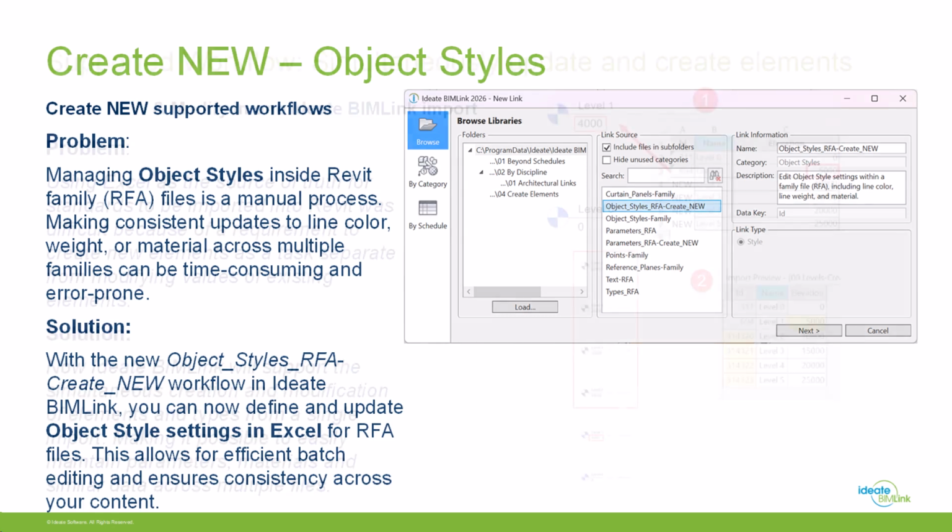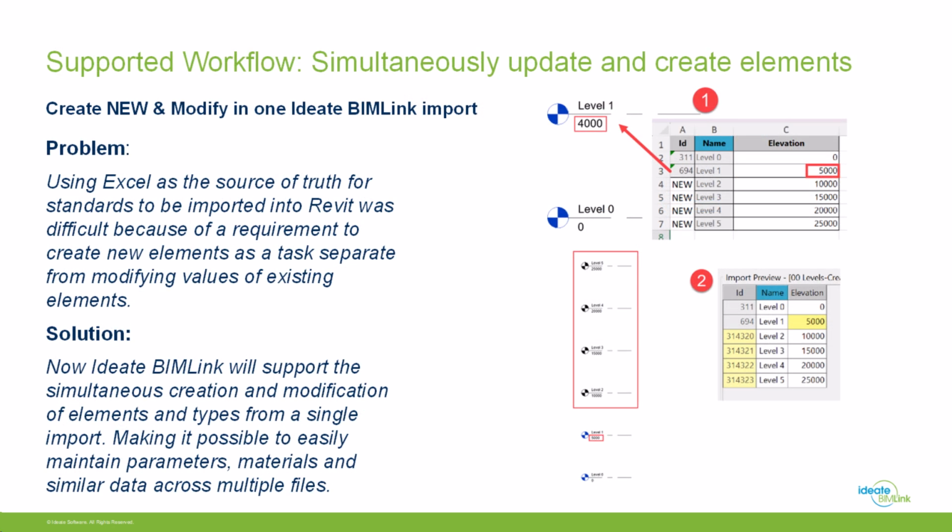In this update, Ideate Bundle now supports the ability to create and modify elements in a single import, making it faster and easier to manage Revit standards directly from Excel. In the past, you had to run separate processes, one to create new elements and another to modify existing ones. That separation made it difficult to use Excel as a standardized source of truth for managing project data. With this improvement, you can now handle both tasks in one streamlined workflow.